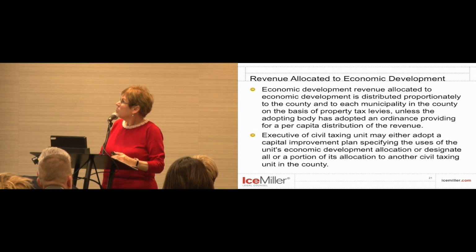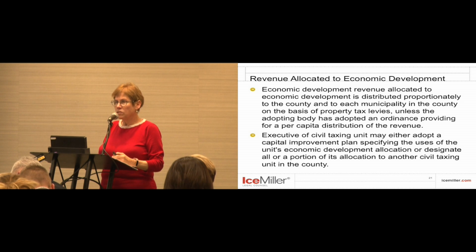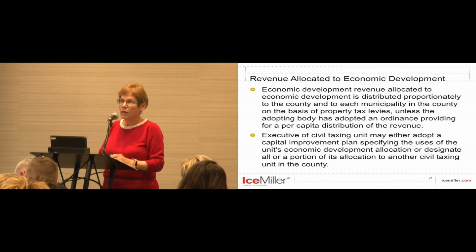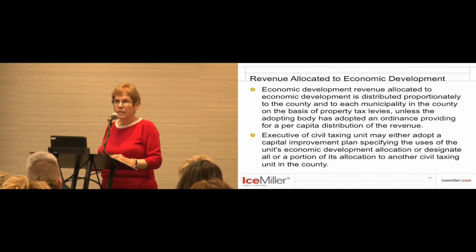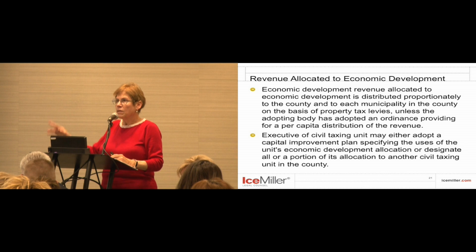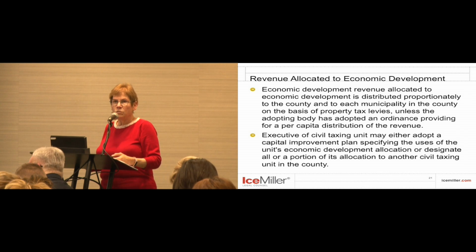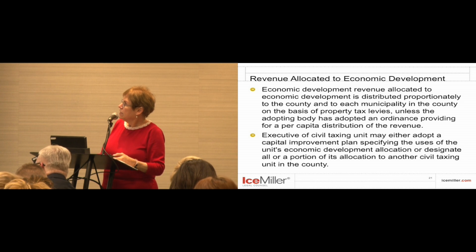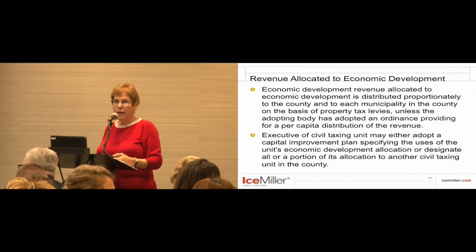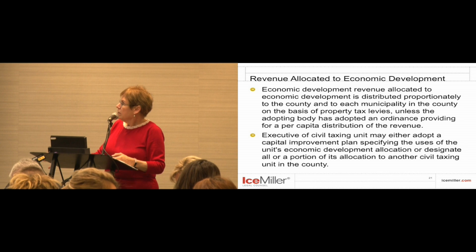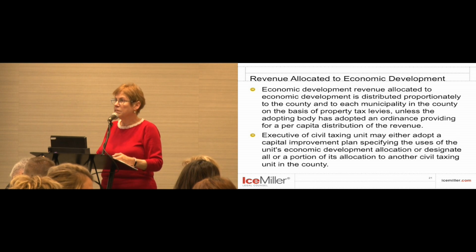However, it is possible, if the adopting body wants, to change that allocation from relative property tax levies to population. And I know of at least one county that did that many years ago. So their income taxes are distributed on the basis of population. Each civil taxing unit that is going to receive economic development allocation revenues may either adopt a capital improvement plan or they can designate another taxing unit in the county to receive all or a portion of their economic development allocation.